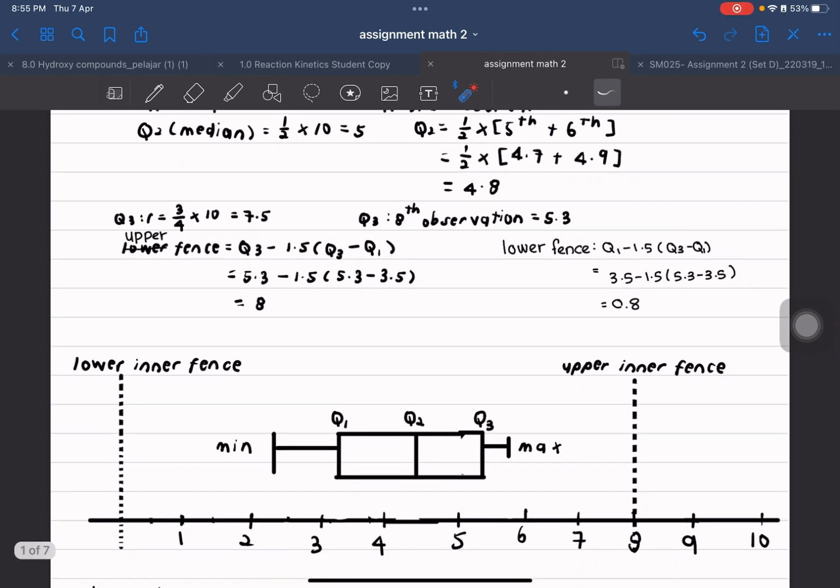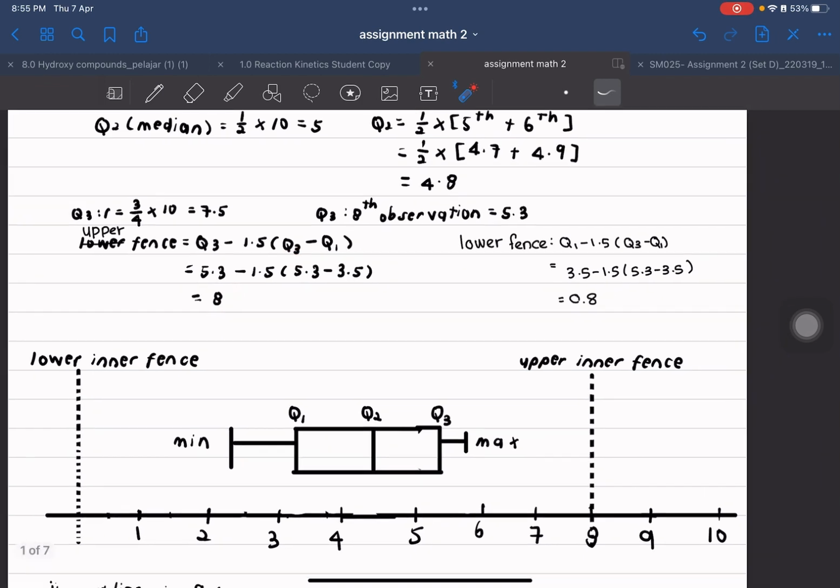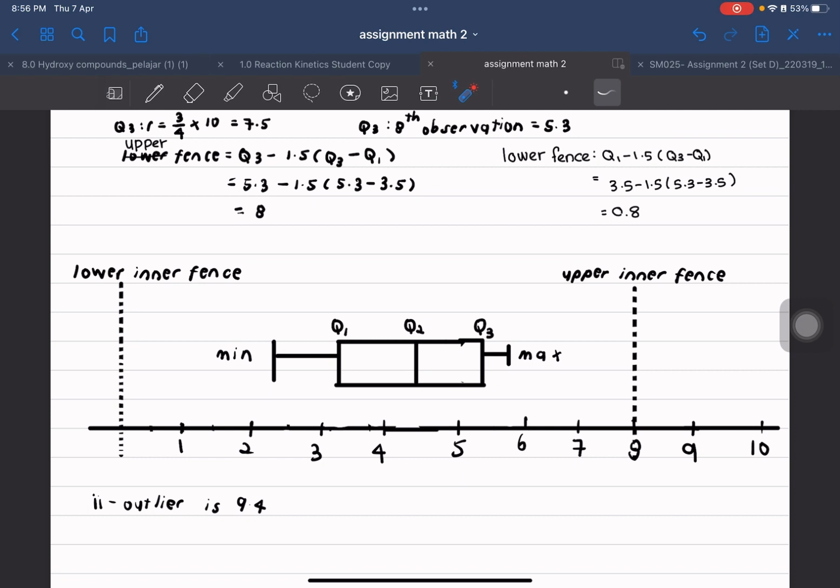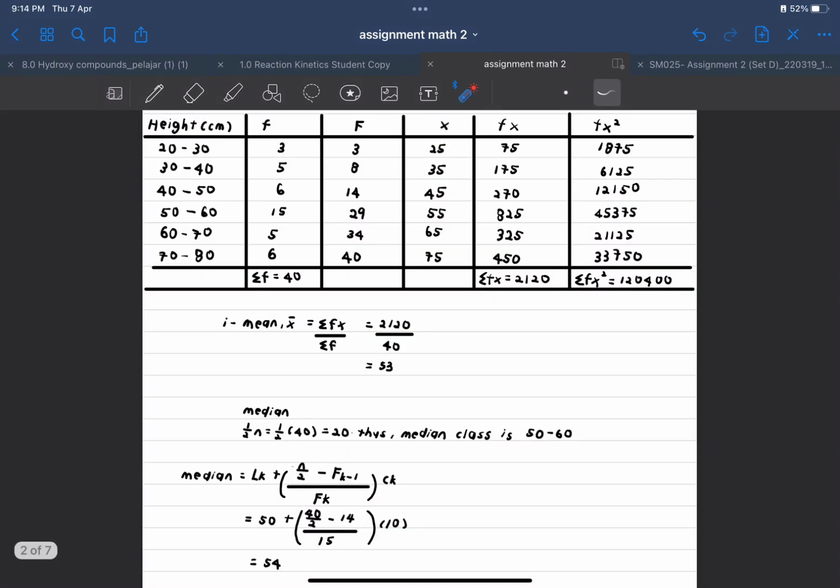To find the upper inner fence, we can use the formula quartile 3 plus 1.5 multiplied by quartile 3 minus quartile 1, and the answer is 8. For the lower fence, we can use the formula quartile 1 minus 1.5 multiplied by quartile 3 minus quartile 1, and the answer is 0.8. And we will get the answer for the outlier, which is 9.4.